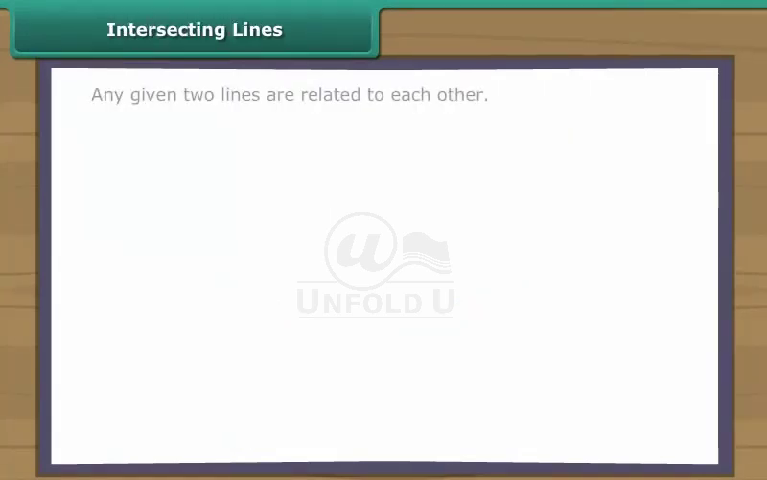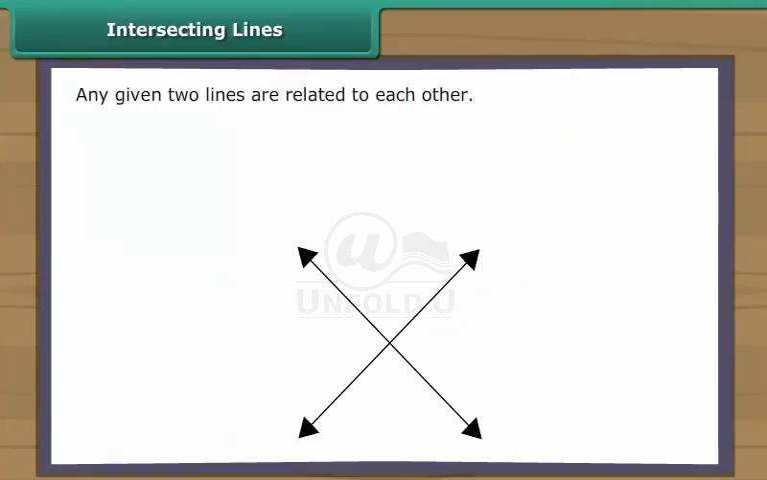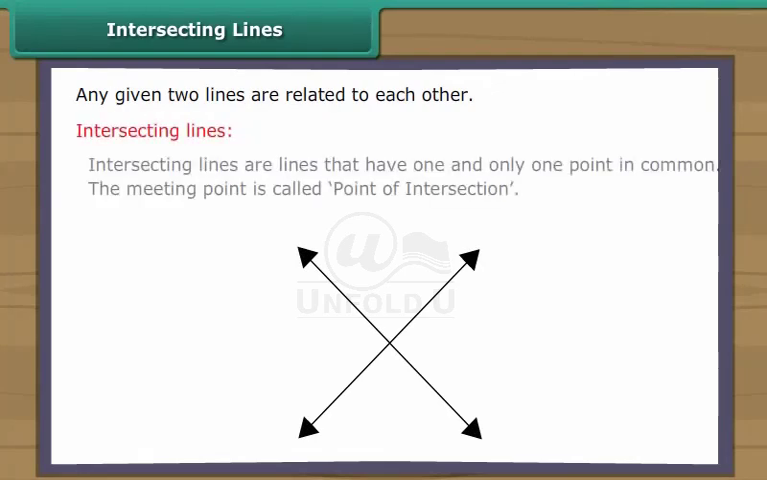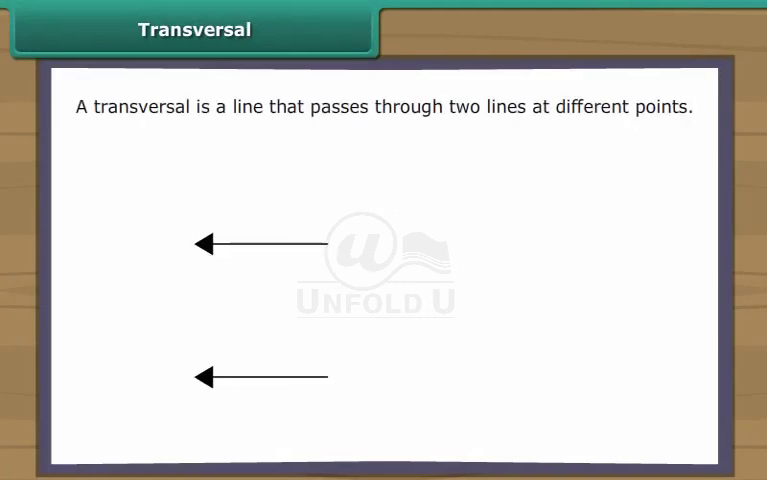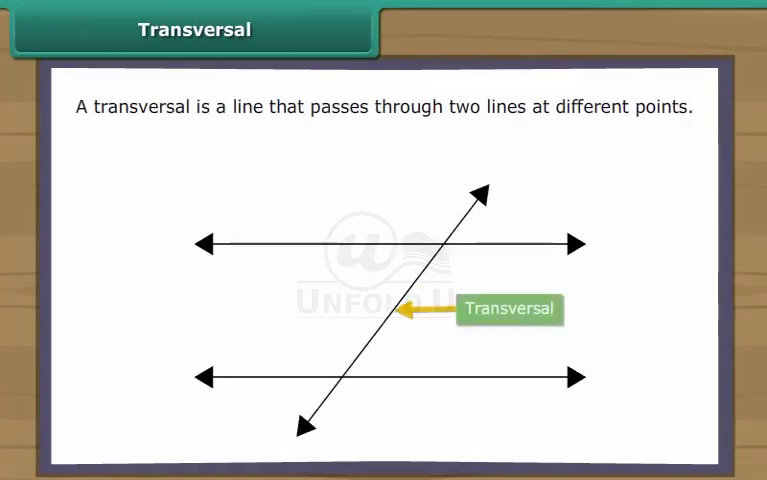Intersecting lines. Two lines are related to each other in different ways. Let us look at each way separately. Intersecting lines are lines that have one and only one point in common. This meeting point is called the point of intersection. Transversal. A transversal is a line that passes through two lines at different points. Mostly, a transversal produces several angles.